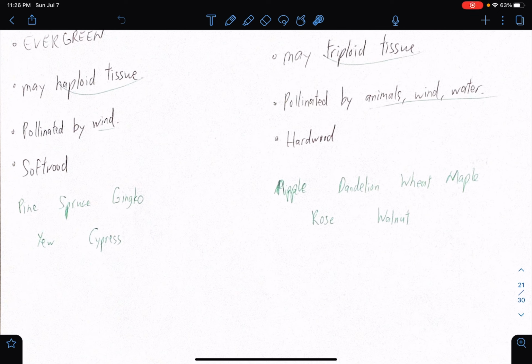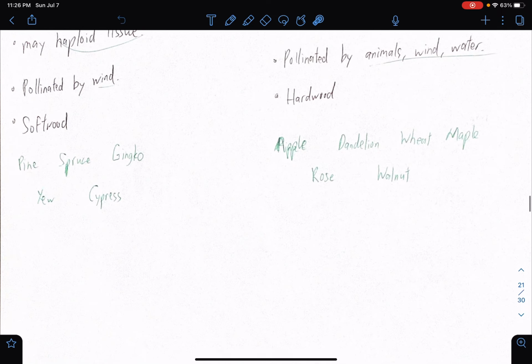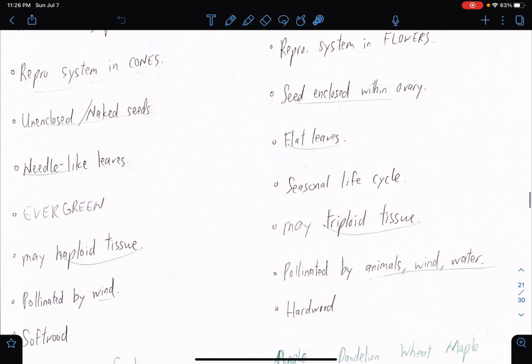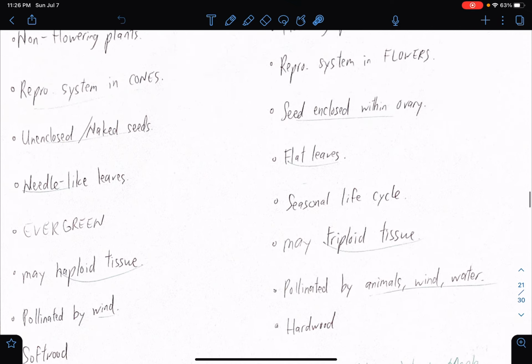One thing that I'm a little reluctant about is, since usually bigger plants are under gymnosperms, why are they classified as softwood? I'm not certain in that regard.